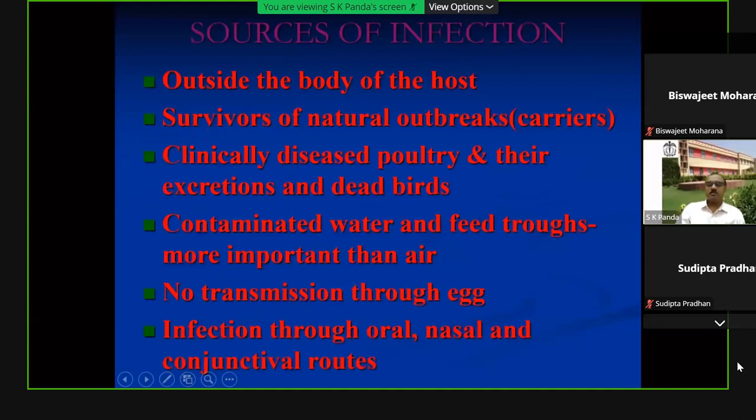And sometimes survivors of natural outbreaks, those bats which survive and do not die, can carry the disease. Clinically diseased poultry and dead birds are most important. They become the source of infection for others. Clinically affected birds, their excretions and dead birds, and obviously water will be contaminated, feed troughs will be contaminated. It is not a vertically transmitted disease, but a very highly horizontally transmitted disease. Infection can be through any route. The bacteria can enter the body through the oral, nasal or conjunctival route, and the pathogenesis can be initiated.